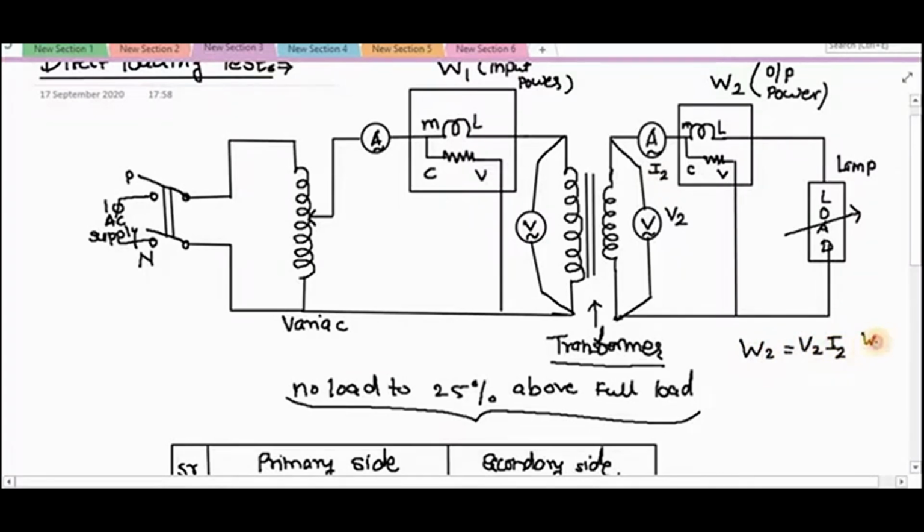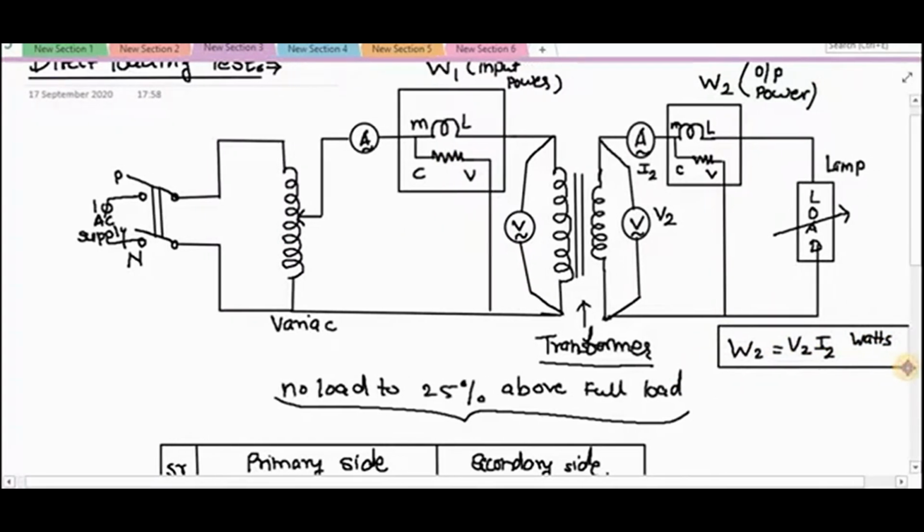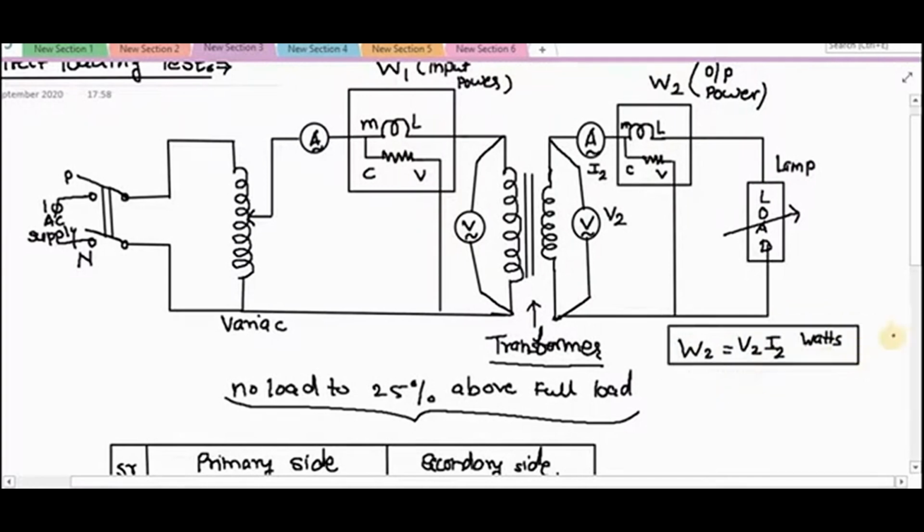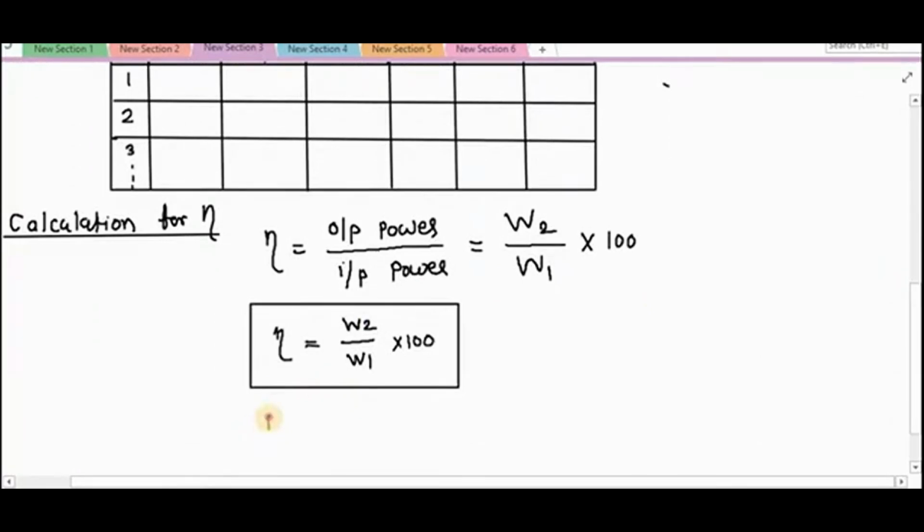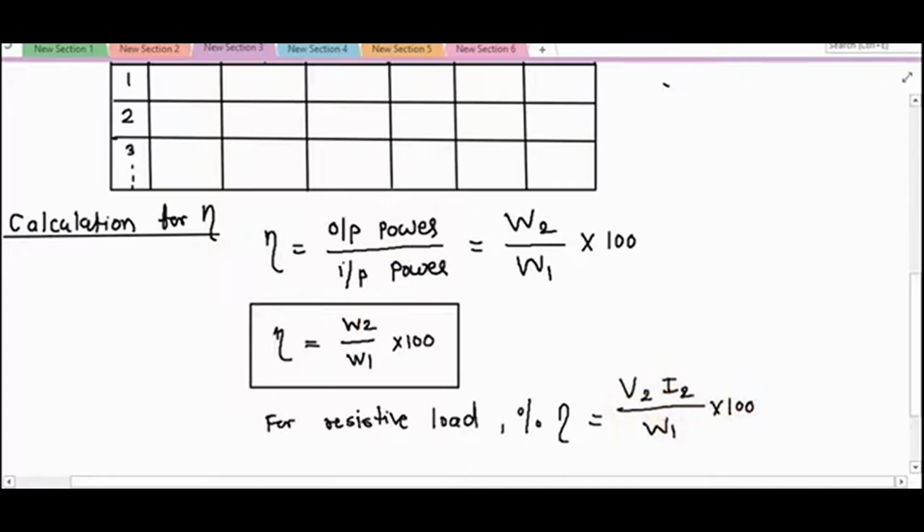V2 into I2 watts. But if your load is not resistive, then we have to put a wattmeter on the secondary side also for measuring the output power, right? This is because for a unity power factor load, output power is nothing but the product of voltage and current. So for a resistive load, if I have only one wattmeter, my efficiency formula can be modified as percentage efficiency is equal to, what is output power? V2 I2 upon input power W1 into 100.